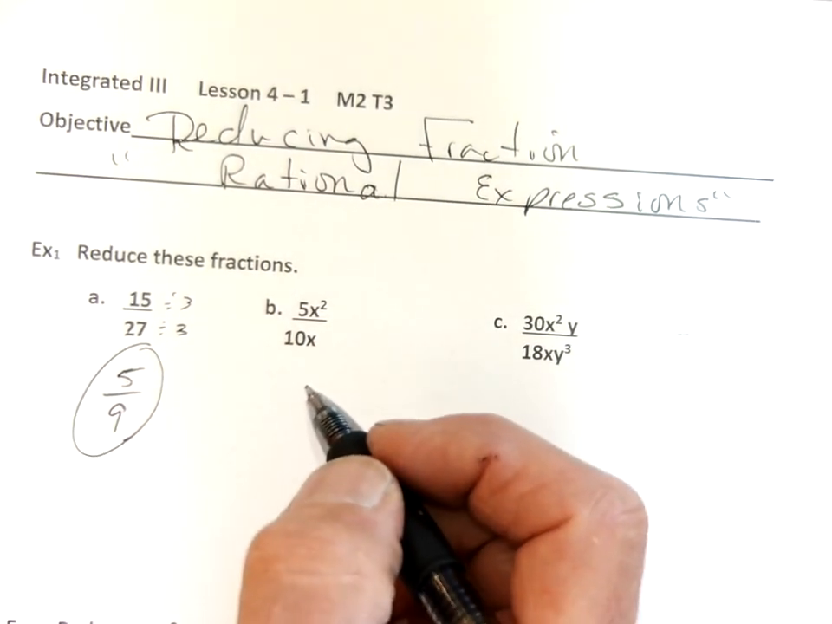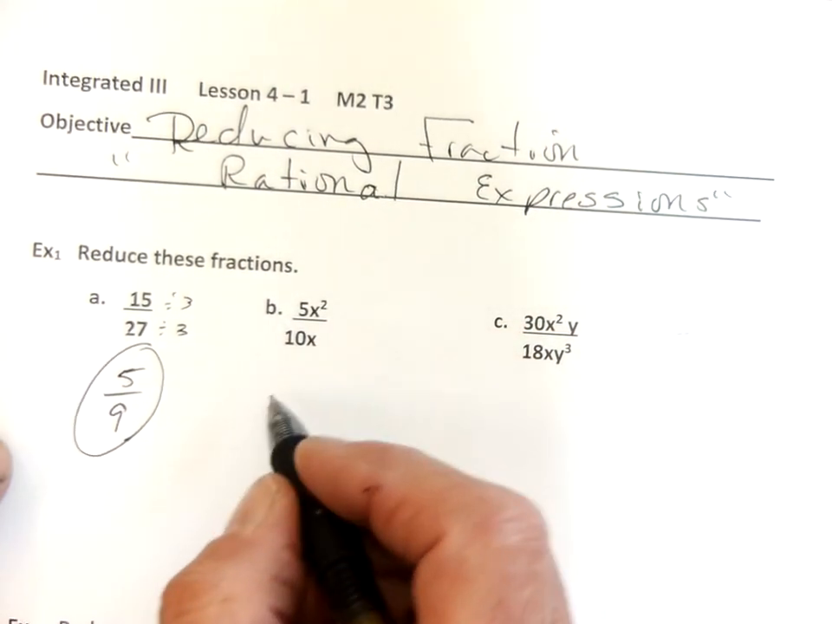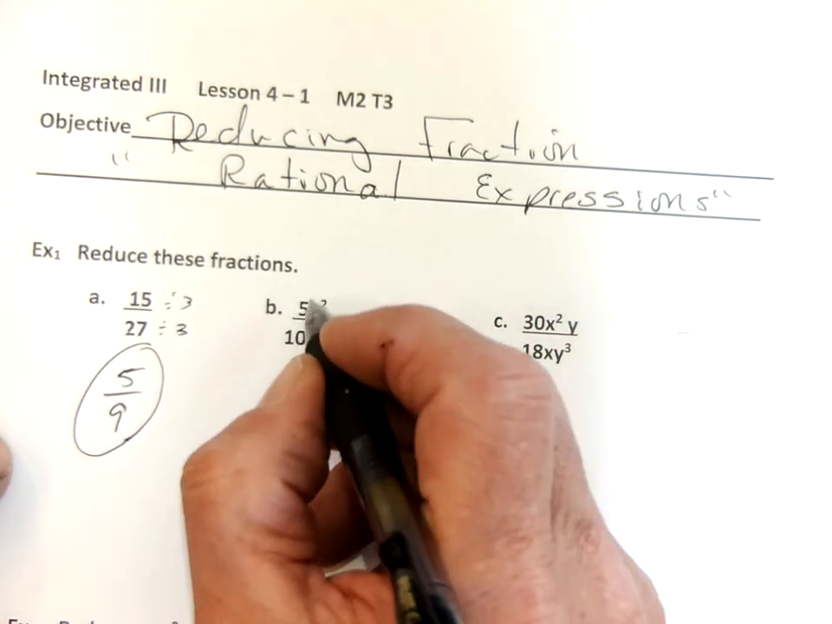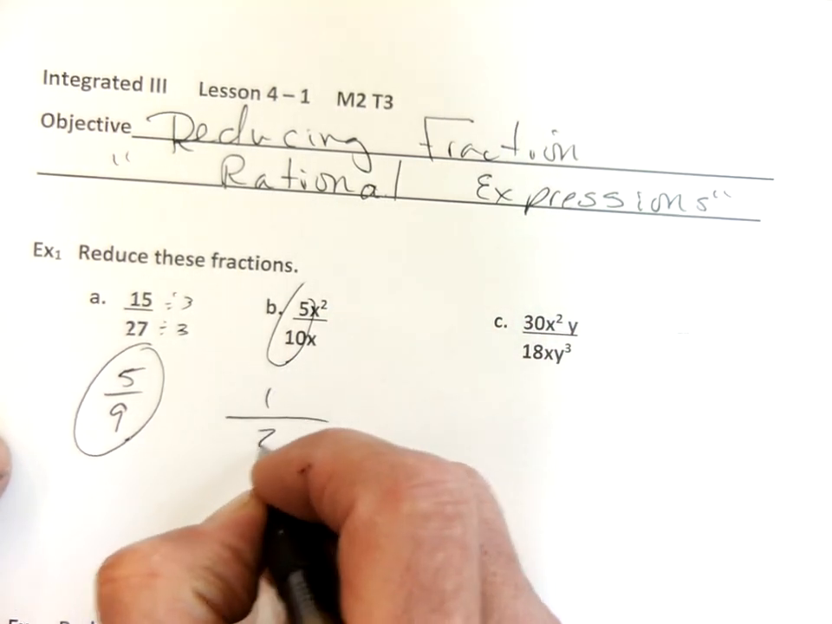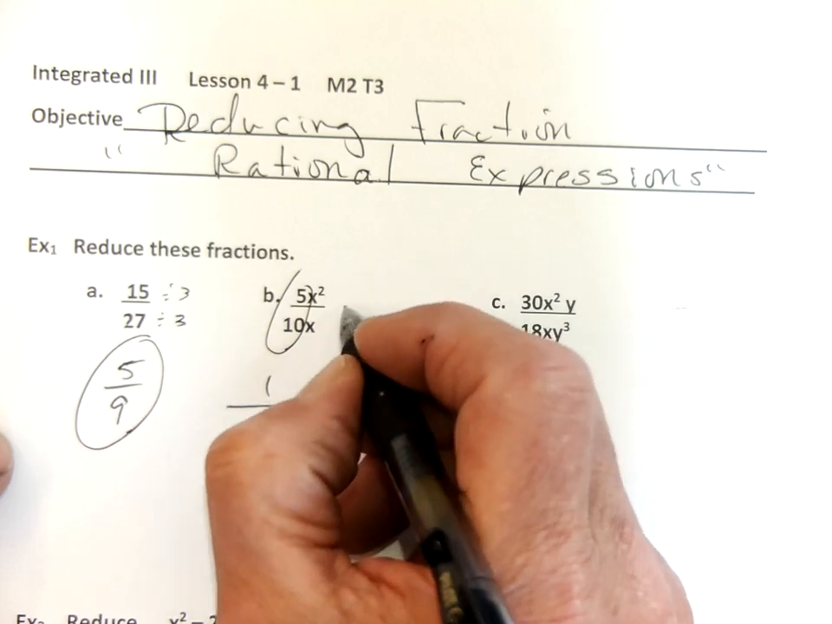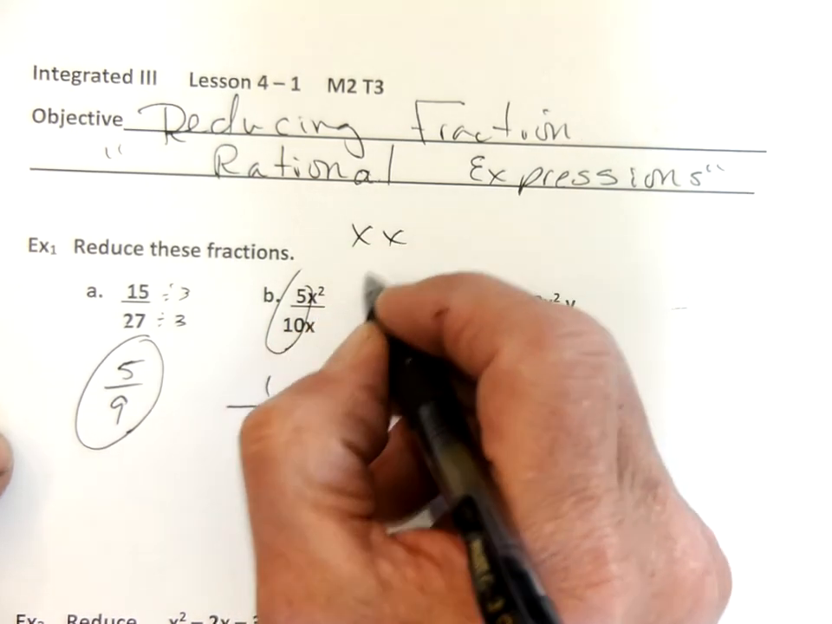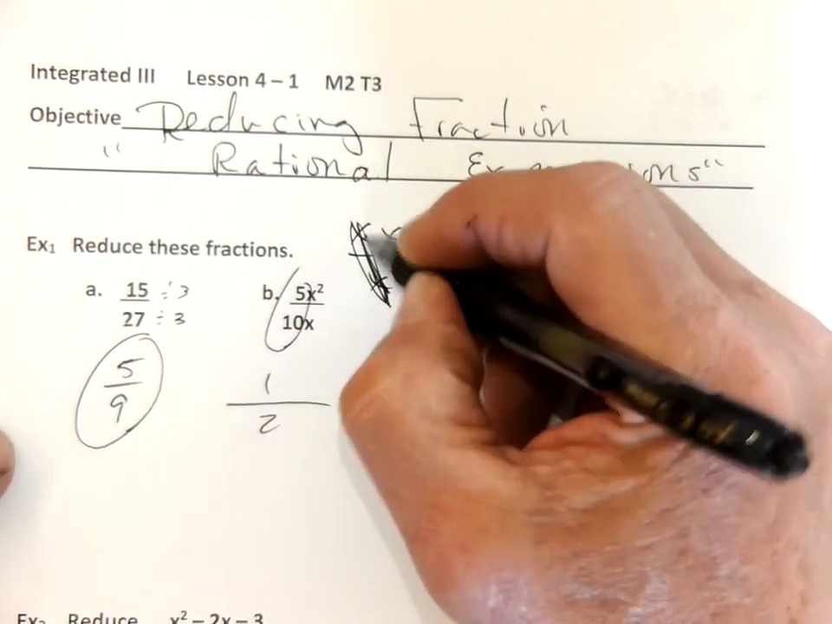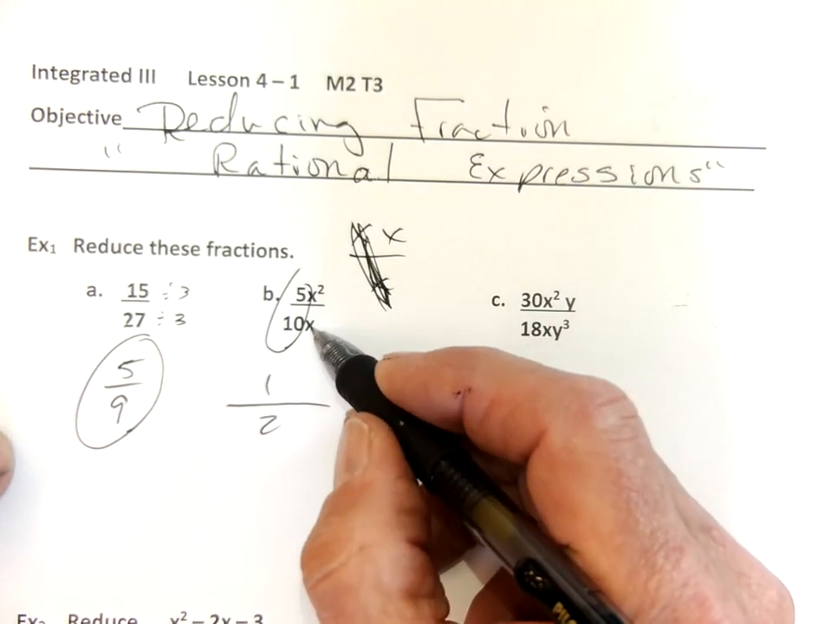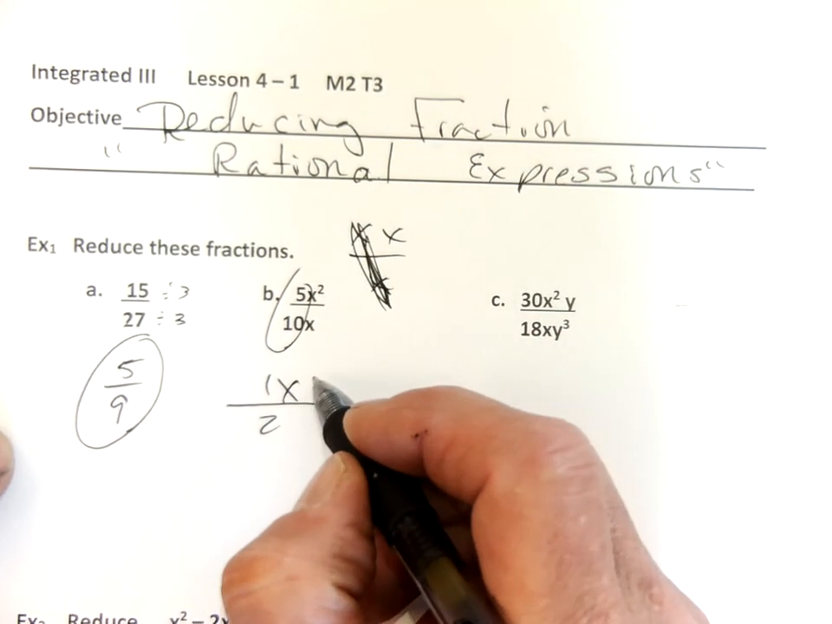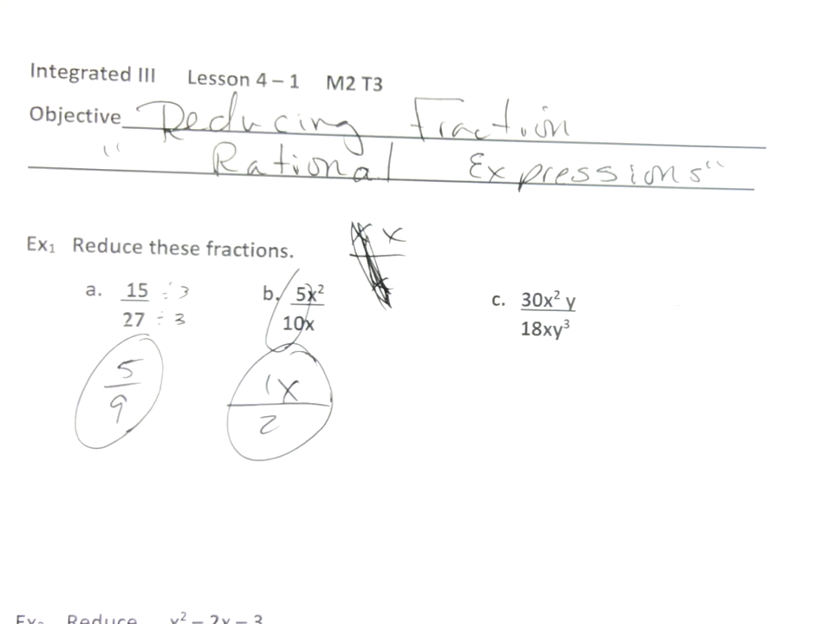B is a little bit different because you've got an x squared. So, you know, that's 1/2, 5/10. But x squared is the same thing as x times x over x. So x's cancel. And x squared over an x, one of them cancels. So you're left with 1x over 2. That's all. Again, if I go too fast, just pause the video.